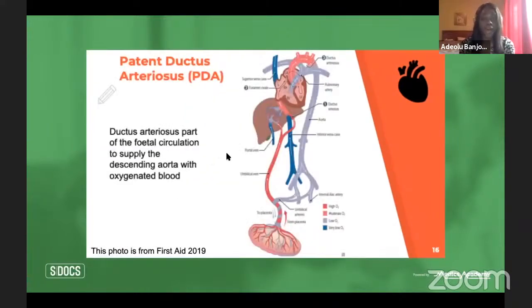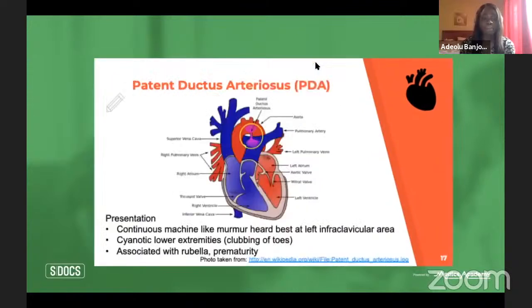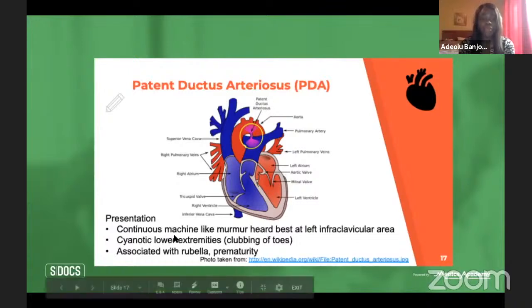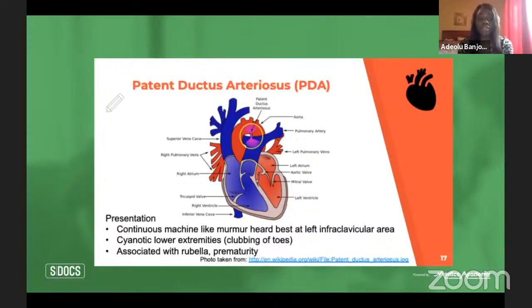And this shows again how the duct is essential in fetal life because it gets the descending aorta oxygenated blood. So the presentation for this congenital heart defect is you'll have a continuous machine-like murmur that will be best heard at the left infraclavicular area. You can also get cyanosis of the lower extremities in particular, because those would be the extremities getting the deoxygenated blood, and it's also associated with rubella and prematurity.